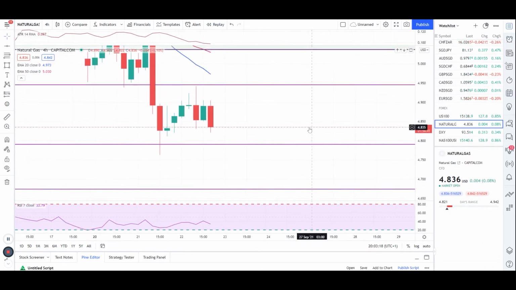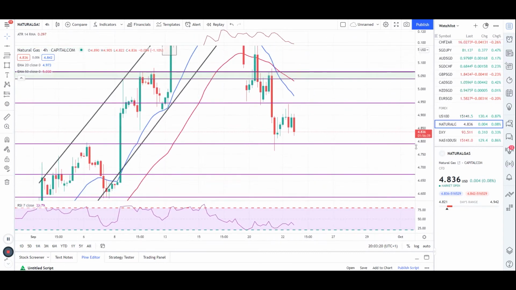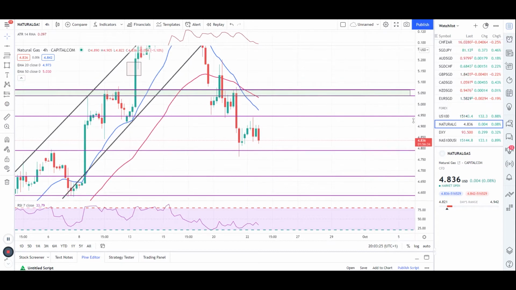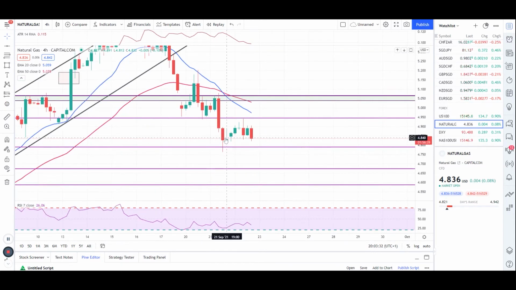Natural gas is right now in a downtrend. It's below the 20 and 50 EMAs. In my previous video, I gave you a sell signal on a 1 hour time frame, but unfortunately the market opened with a gap, so we couldn't take that trade.